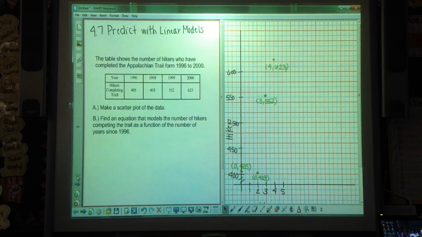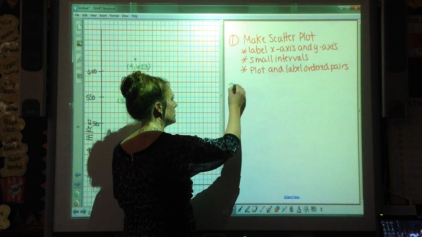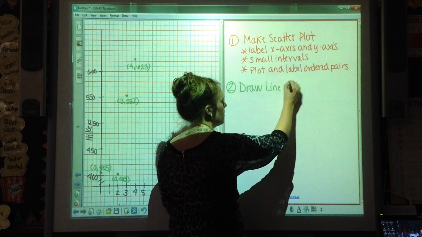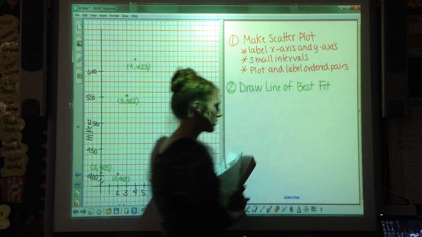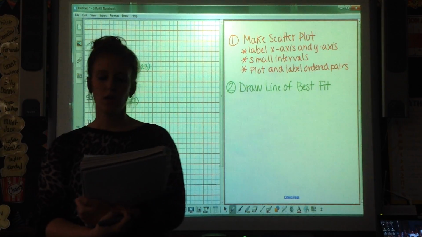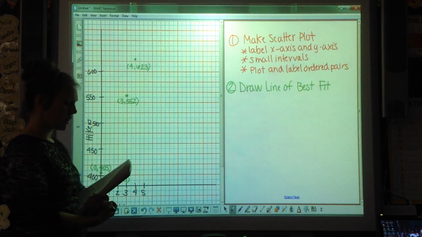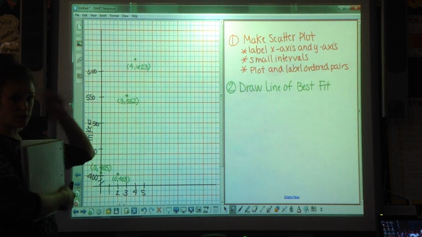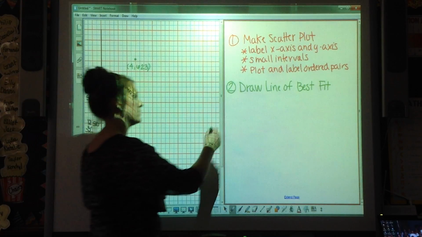Before we can do that, you have to draw a line of best fit. So I'm going to put that over here in our steps. Draw line of best fit. A line of best fit is a line that most closely follows a trend in data. You're trying to find the middle of the data. So when you draw your line of best fit, you're going to try to get the same amount of ordered pairs above your line and below your line.